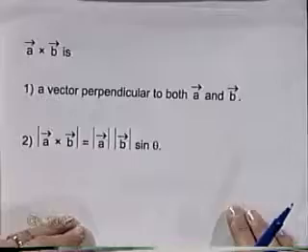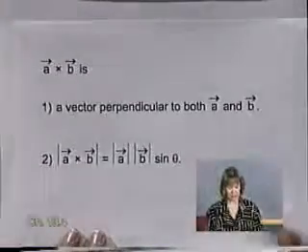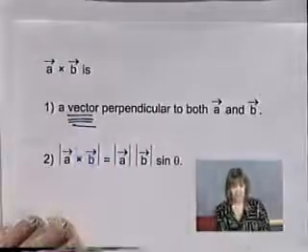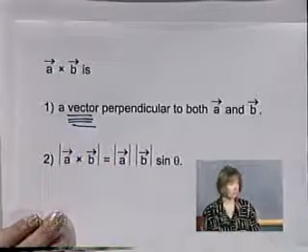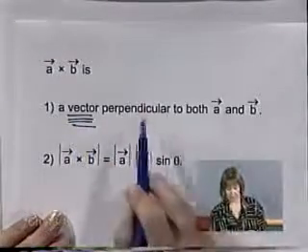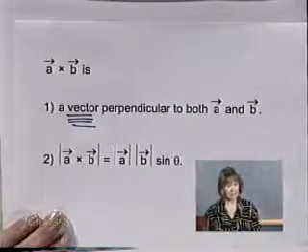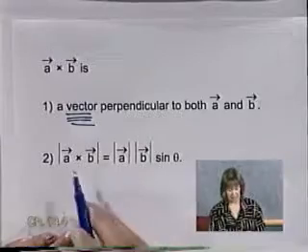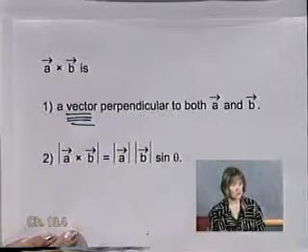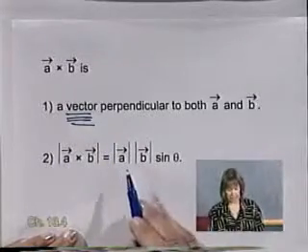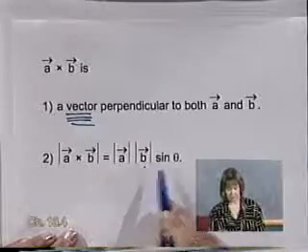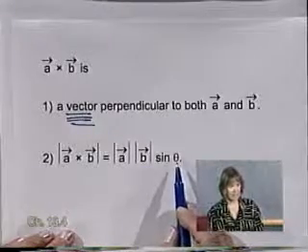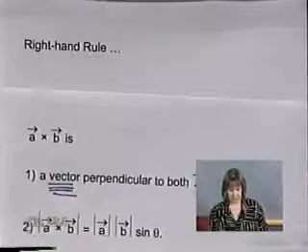Okay, moving right along. In summary, two important things to know. A cross B is a vector. It is a three-dimensional quantity that's perpendicular to both A and B. And we did not prove this, but I told you where you can go in the book to read the proof. The magnitude, the length of A cross B, is equal to the magnitude of A times the magnitude of B times the sine of the angle between them. All right.